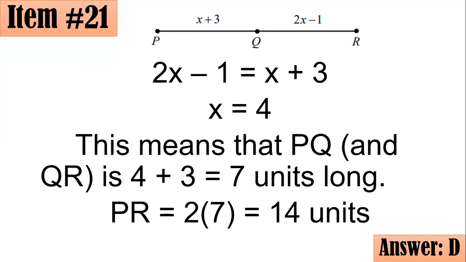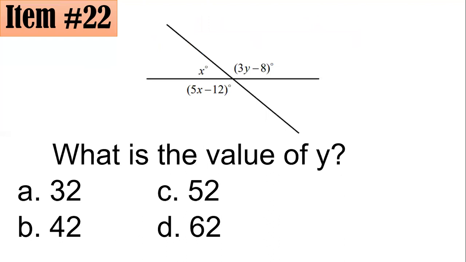22. So take a look at these two lines. They intersect. And this angle here is 5x minus 12. And this one is x degrees. And this one is 3y minus 8 degrees. What is the value of y? Is it 32, 42, 52, or 62?